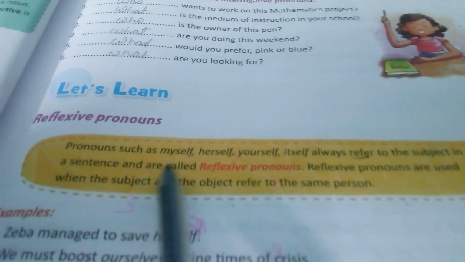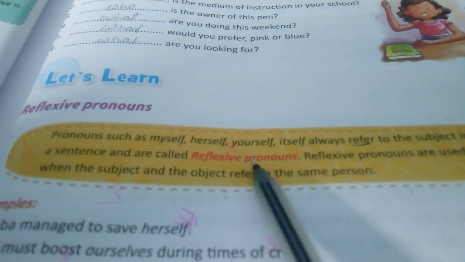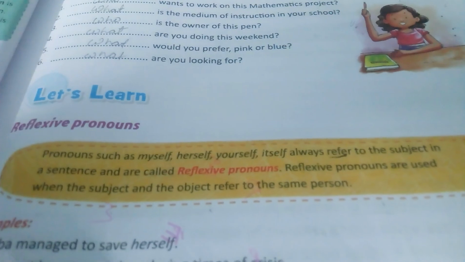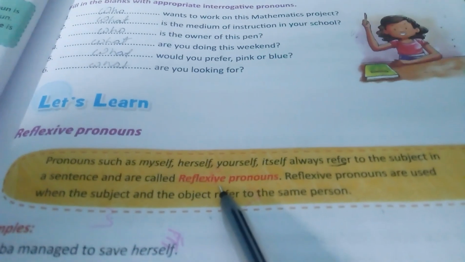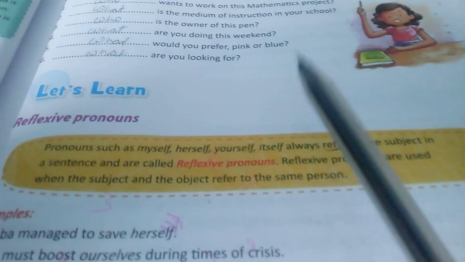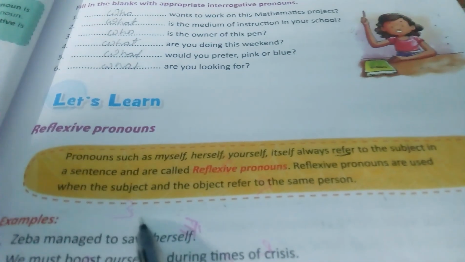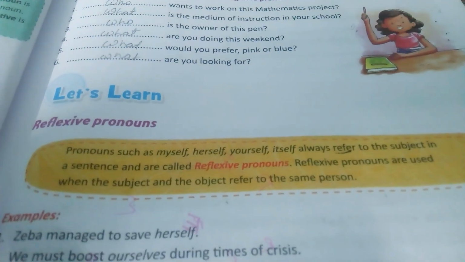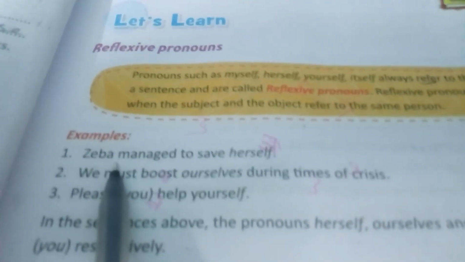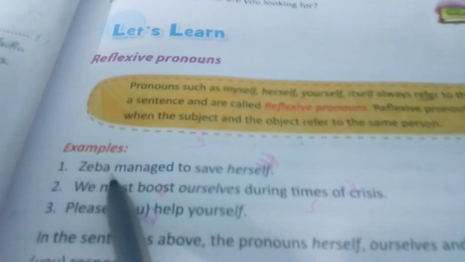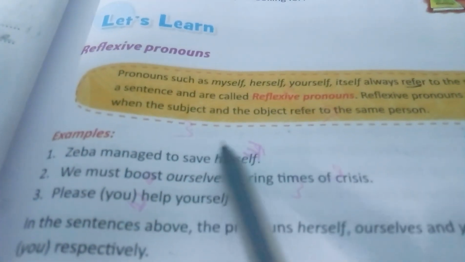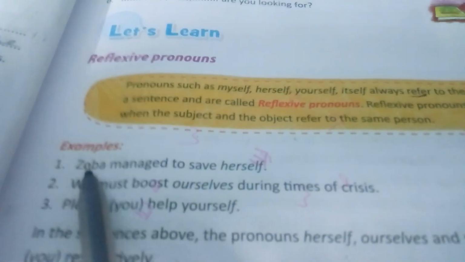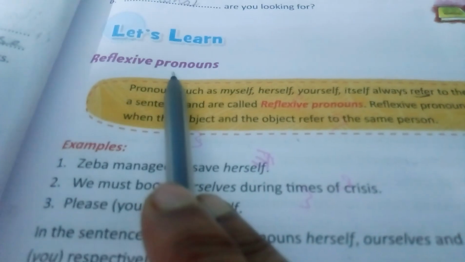Pronouns such as myself, herself, yourself, ourself, itself always refer to the subject in a sentence, and they are called reflexive pronouns. For example, if I say, I managed to do the work myself. Here, myself refers to me, so it is a reflexive pronoun. For example, the sentences which are given here in your chapter, Ziba managed to save herself. What does herself refer to? Ziba. So, Ziba herself here is a reflexive pronoun.